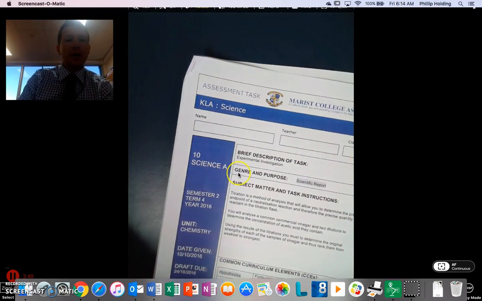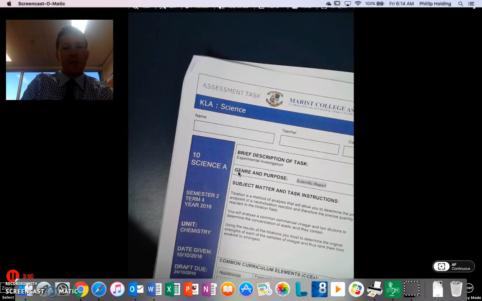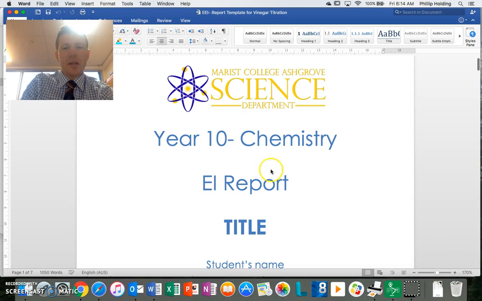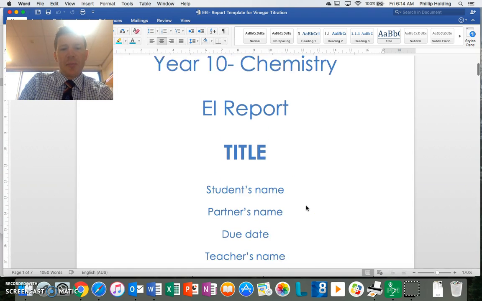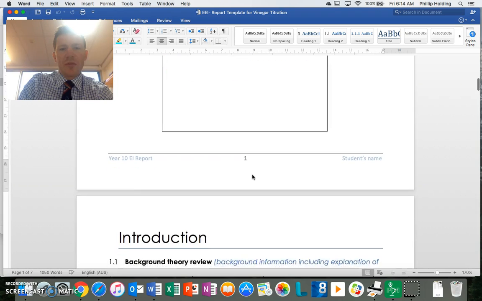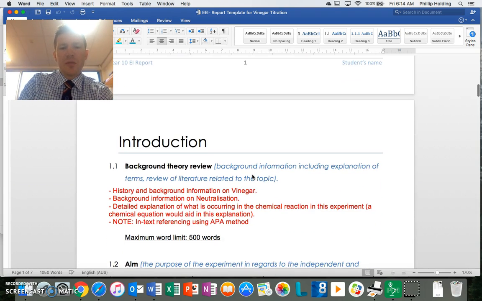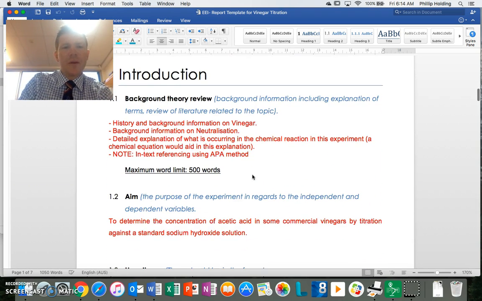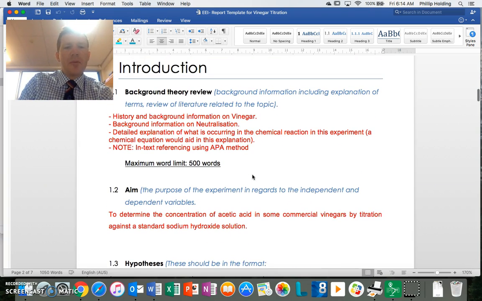Now let's have a look at the report that you're going to be given. This is the blank report you're going to get, so you need to update this with all your usual details. Find an interesting picture of titration or the end point of titration, which when we talk about you'll know about, and then start with your introduction.